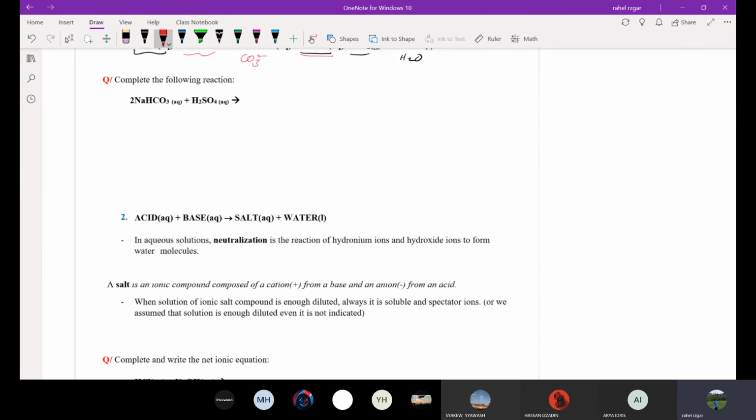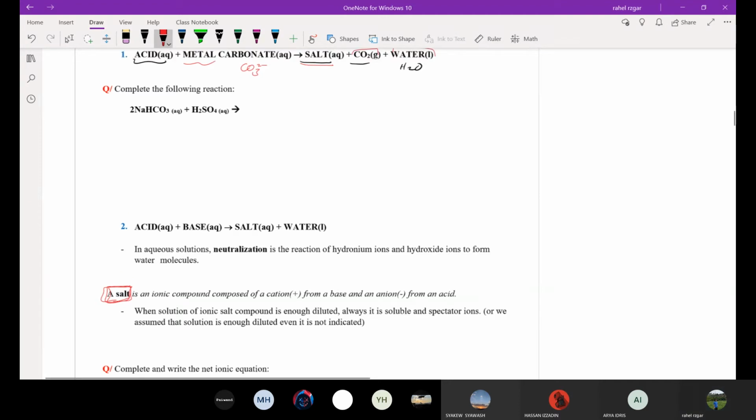Let's look at the definition of salt. It's an ionic compound composed of a cation, normally from a base. And this one is very important: there must be an anion from the acid. So every time we talk about a salt, the salt must have an anion from an acid.